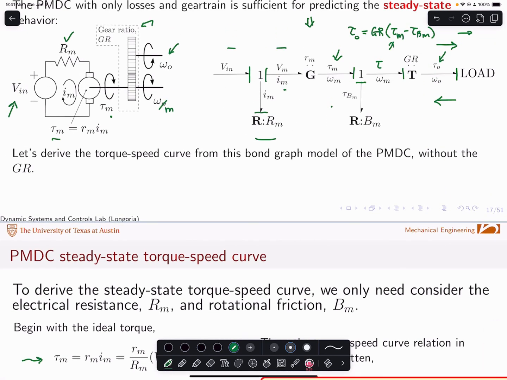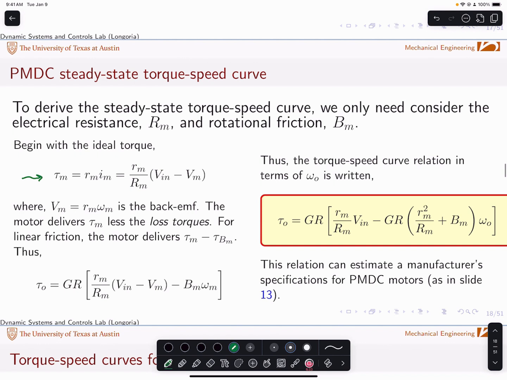Now I need tau m. So tau m is now from the basic EM conversion. Im is Vm minus Vb, which is the back EMF here, divided by Rm.